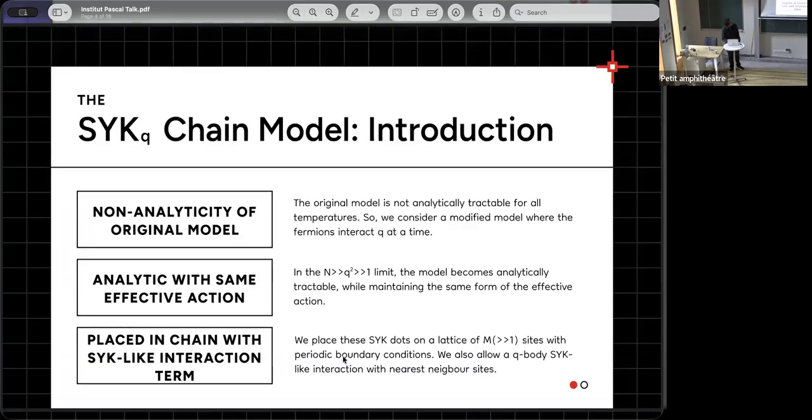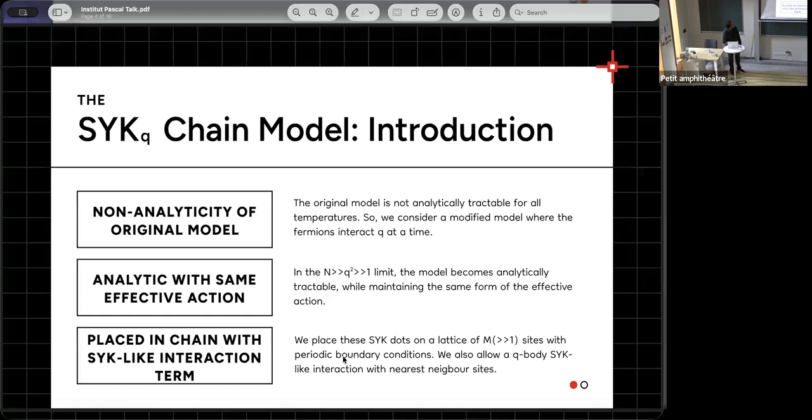However, the problem is that the SYK model itself is, as I said, quite difficult to solve analytically. So we do a small modification, which is that instead of allowing 4 to interact at a time, we generalize it and make it Q at a time. In the limit where N is much larger than Q squared, much larger than 1, this model becomes analytically tractable. This is allowed because the effective action has been shown to be qualitatively the same. Obviously, the quantities themselves will change slightly, but the qualitative physics still remains the same.